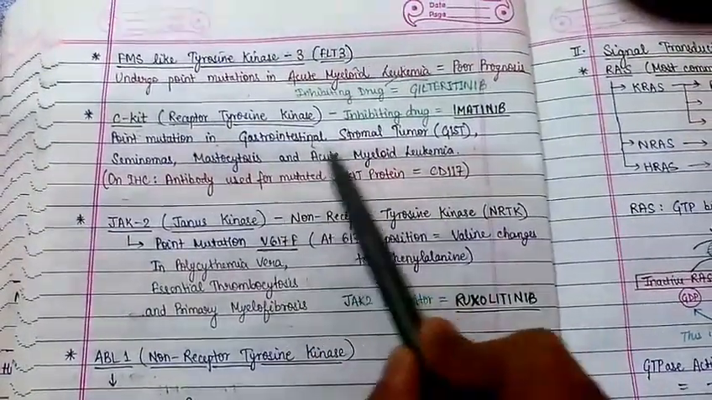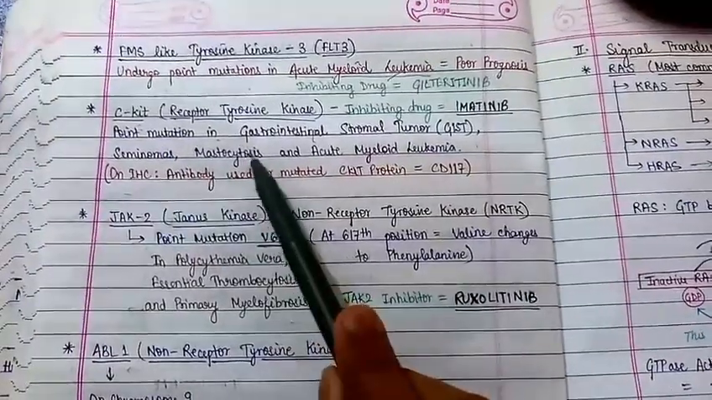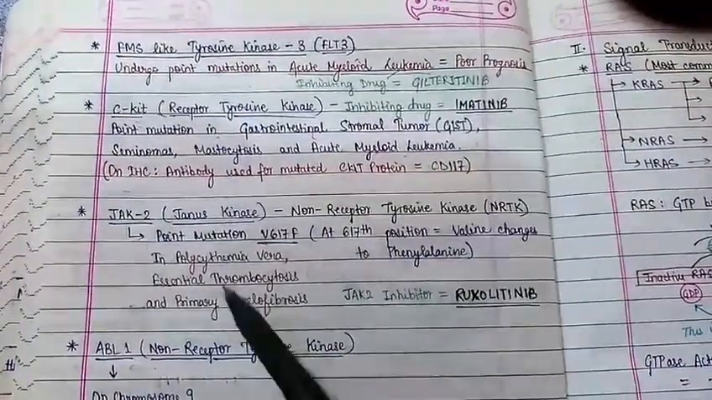Its point mutation is seen in gastrointestinal stromal tumor, seminomas, mastocytosis, and acute myeloid leukemia.